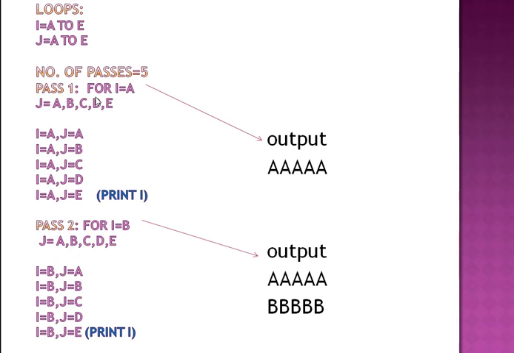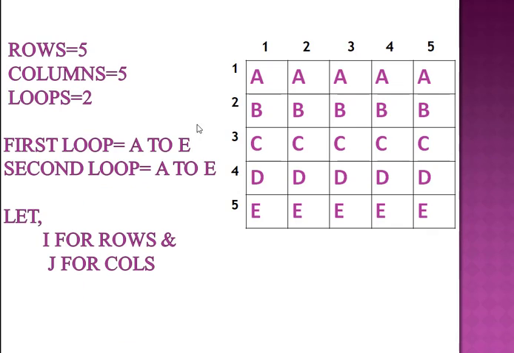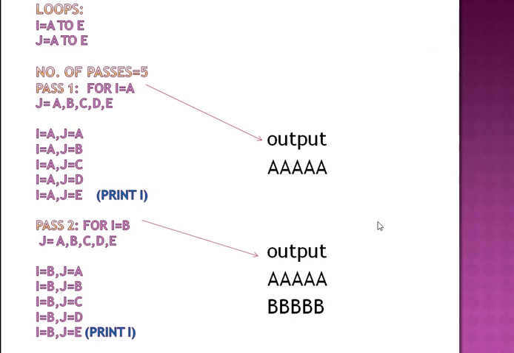In the first pass, when I is equal to A, that is the value of the row is A, that is 1. So how many values of J are there? J is equal to A, B, C, D, E. What does it mean? It means that in the first row I will be printed 5 times, because here we print the value of I. What is I here? I is equal to A. And how many times should I be printed? 5 times. So the output is 5 times A.